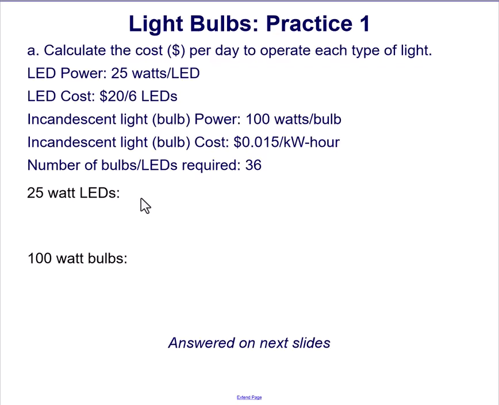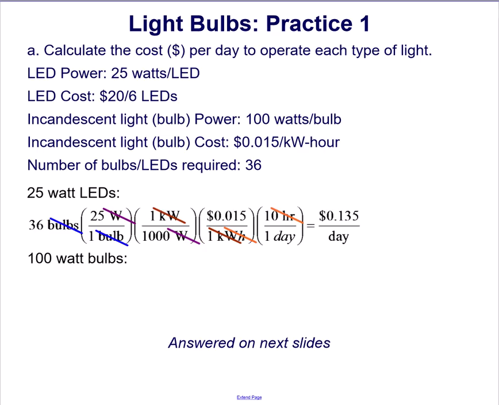Now we're going to turn our attention to calculating the cost of 25-watt LEDs. So calculating the cost of 25-watt LEDs, we're going to have the following scenario. We start with our 36 light bulbs, and then we multiply by this ratio right here, which is 1, because 25 watts per bulb, that is a ratio of 1. 1 kilowatt hour is the same thing as 1,000 watts, so this ratio here is also equal to 1. From above, we see that it's $0.015 per kilowatt hour, and then the family averages 10 hours per day.